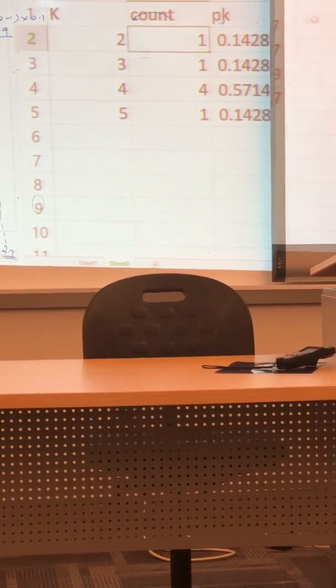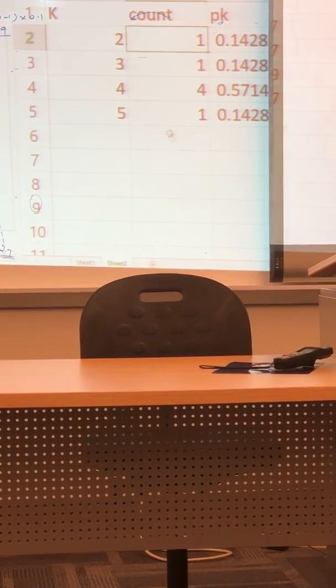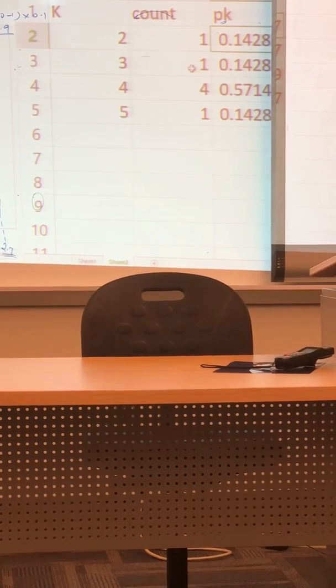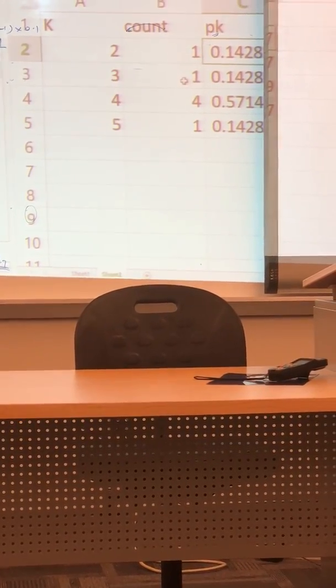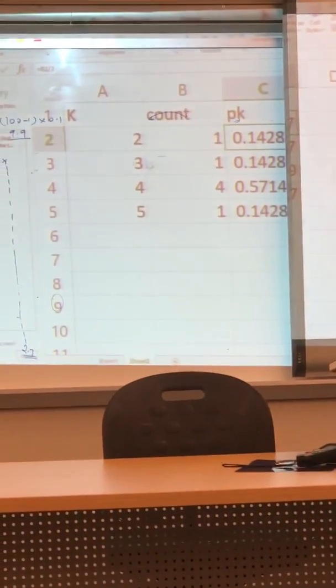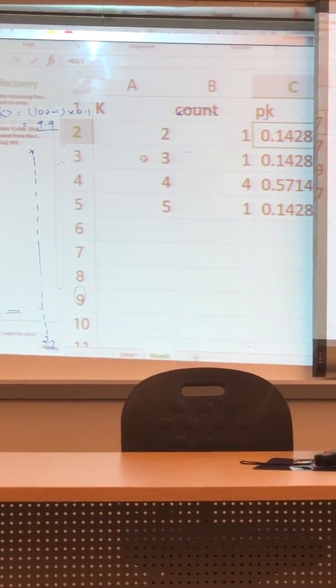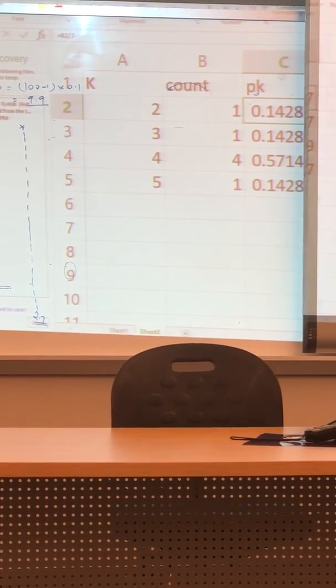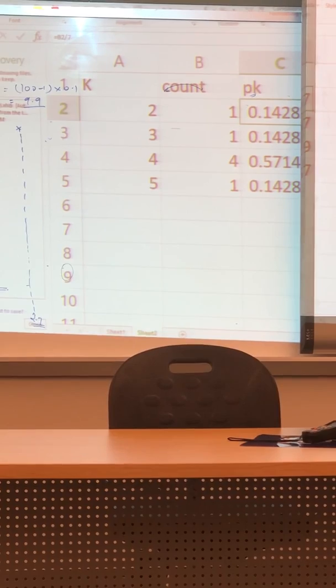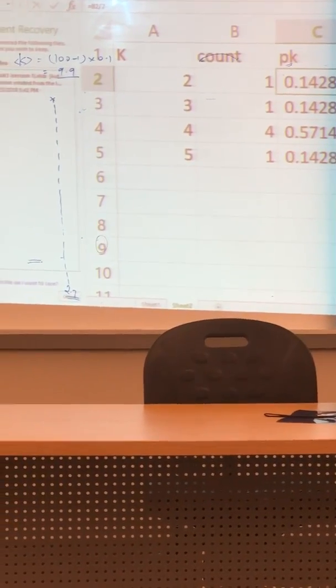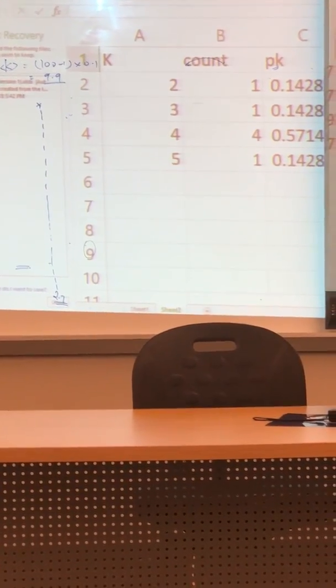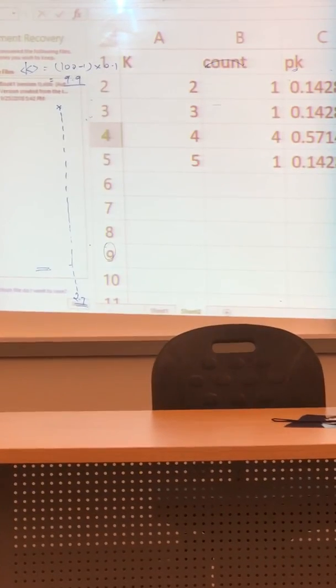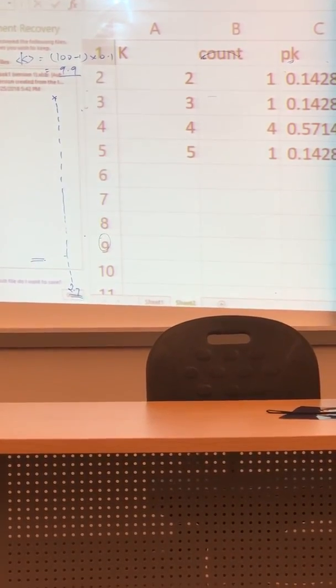So 1 divided by the number of nodes is this, the probability of finding a node with degree 2, and this is the probability of finding a node with degree 3 in this graph. Using this, we can now also find the average degree. What is the formula for average degree based on this?